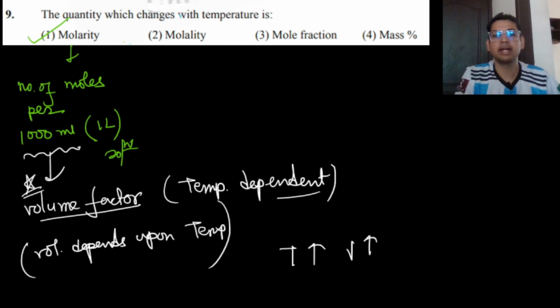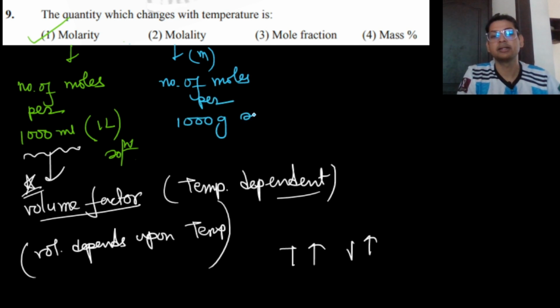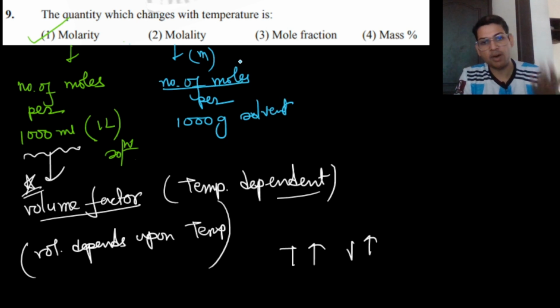Sir, what about molality? Molality, by the way, is denoted by small m. It is number of moles per 1000 gram of solvent. So you see, the number of moles is regarding mass, and 1000 gram is also regarding mass. No volume factor is there. Temperature is not a factor here. It does not depend upon temperature.